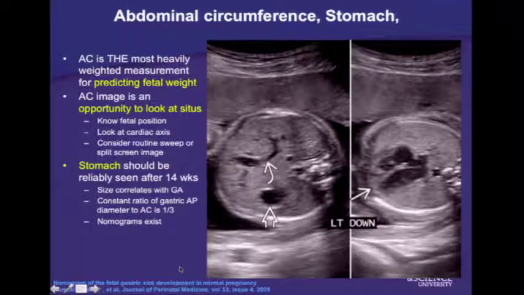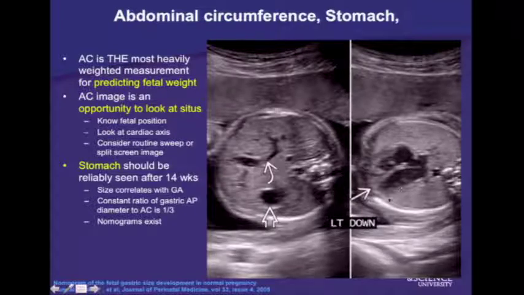So one of the most important measurements that we take in pregnancy is the abdominal circumference. It is the most heavily weighted measurement for predicting fetal weight. And the AC image is also an opportunity to look at the situs. So the AC should be round. The stomach should be reliably seen after 14 weeks as a fluid-filled structure on the left side of the abdomen.